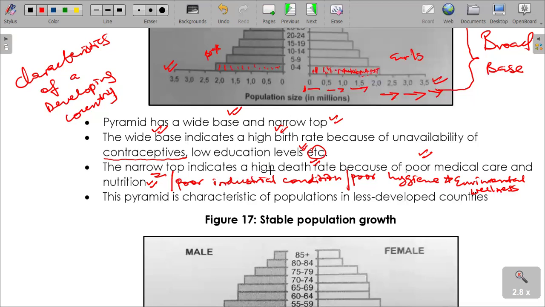A narrow top pyramid that is indicating a high death rate. This pyramid is a characteristic of a country which I have said is what? It is a less developed country. We can give examples in this regard, such as Africa. African countries, you need to be specific. We can give a variety of them. Which African countries do we have?